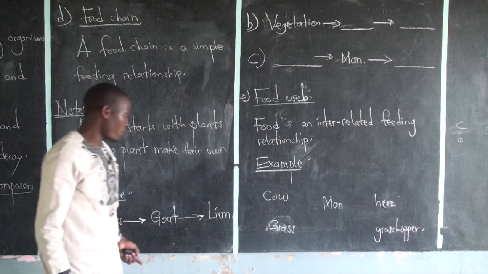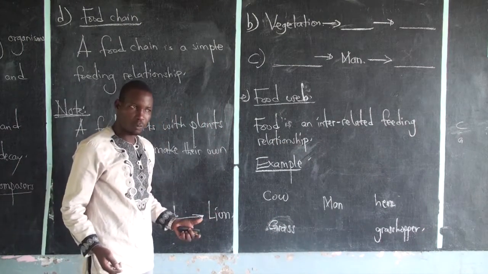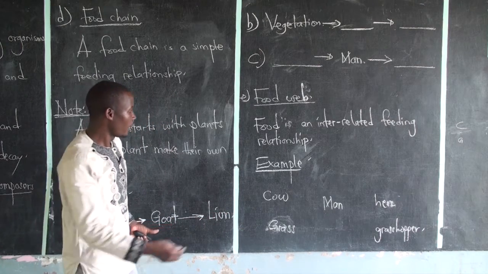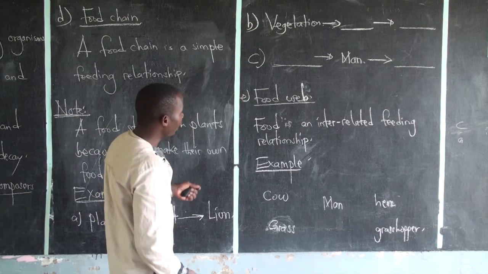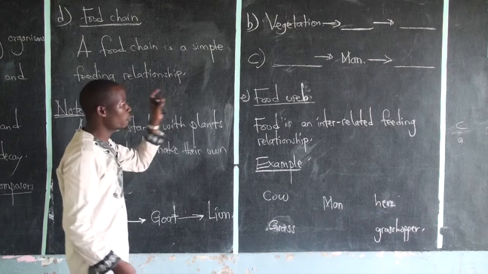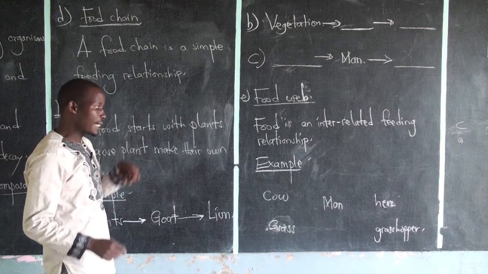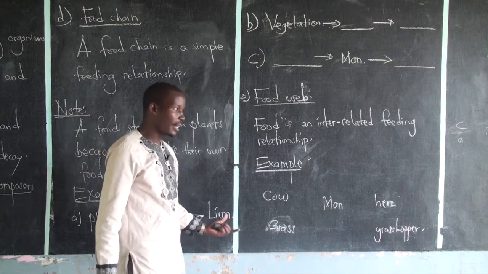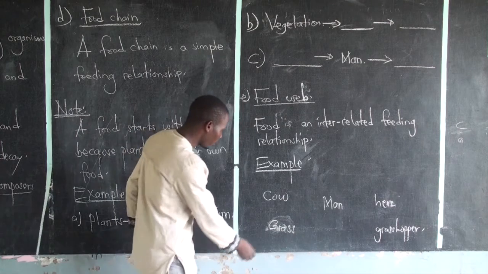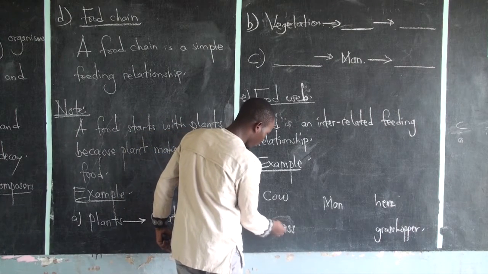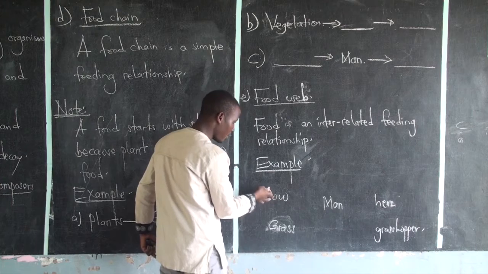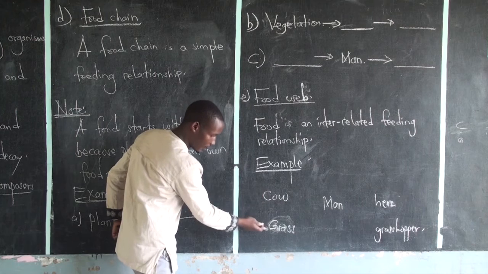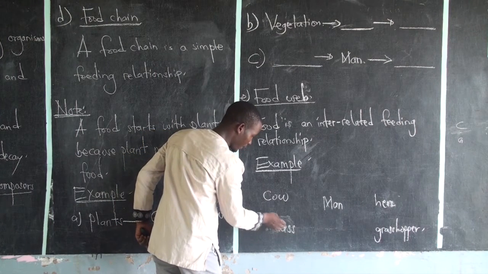So what do you call an interrelated feeding relationship? Meaning there is more than one source of feeding or dependence. So like here we can check. Remember, as we said, the arrow begins from what is eaten to what eats. So if you are asked to complete the feeding relationship below, you draw your arrow from what is eaten to what eats. If you have grass and cow, of the two, what eats the other? The cow will eat grass. So we begin from what is eaten to what eats.